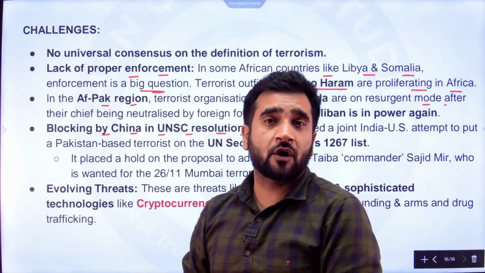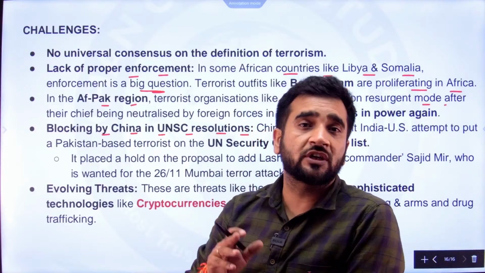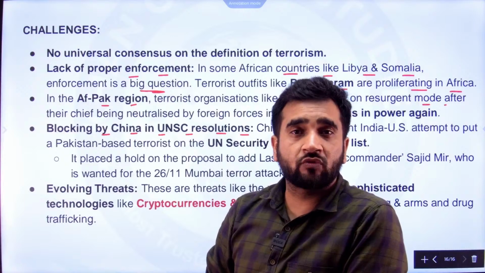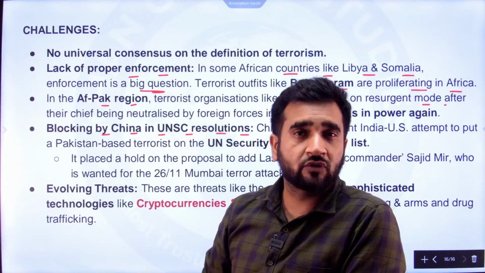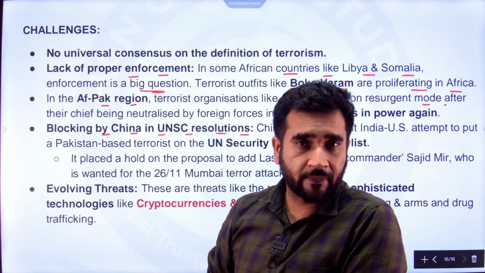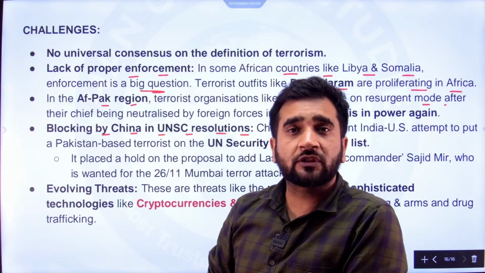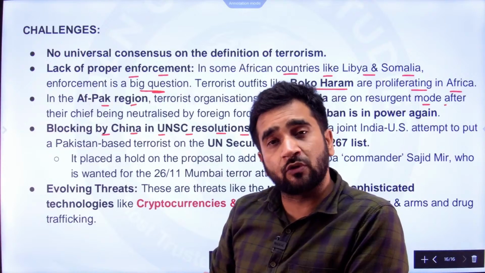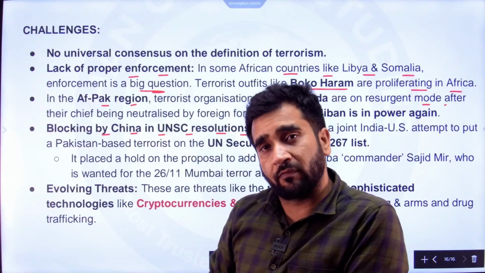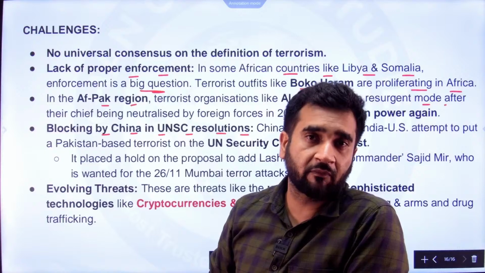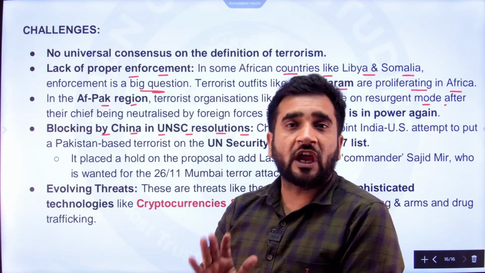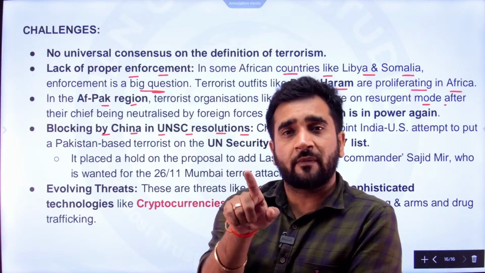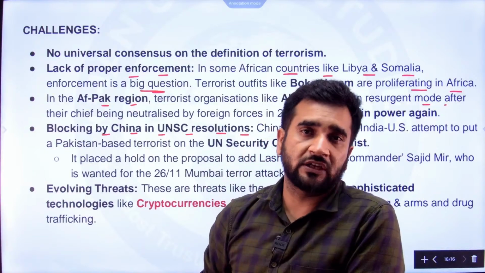तो multiple times क्या होता है कि countries resolution table करती हैं to label individuals or organizations as global terrorist individuals or global terrorist organizations. अब वहां पर क्या होता है कि those resolutions have to be adopted by all permanent members as well as non-permanent members UNSC में. तो 5 permanent है, 10 non-permanent है. तो चाइना हमेशा ब्लॉक कर देता है कि नहीं जी, ये बंदा हमारे हिसाब से टेररिस्ट नहीं है.